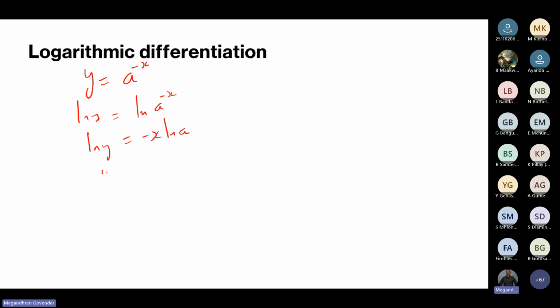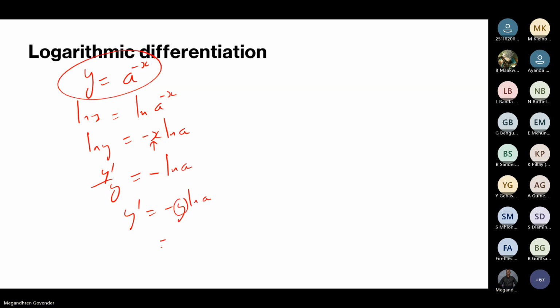Now, if I differentiate, I get y prime over y equals minus ln a, because d/dx of x is 1. So what is y prime equal to? Minus y ln a. But hang on, what is y? There's y here. So that becomes minus a to the minus x ln of a. I don't like the minus x there, so that becomes minus ln of a over a to the power x. But we can do something even better than that, guys. Can you spot this?